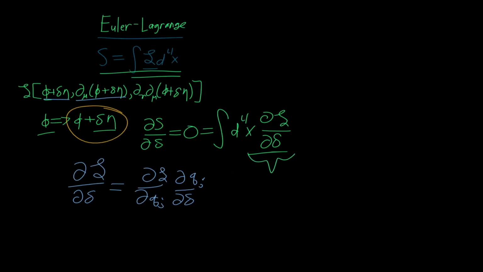This right here is just going to be, well, let's consider Q1. So we have the partial derivative of our Lagrangian with respect to Q1.